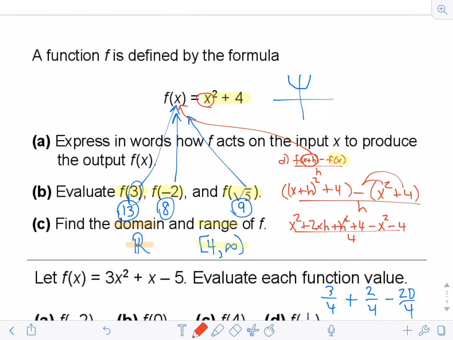Because we have this, the x squareds go away. Oh, I'm sorry, not the h squareds. The x squareds go away there, and the 4s go away there. So everything in your f of x is going to go away. Otherwise, you did it wrong.